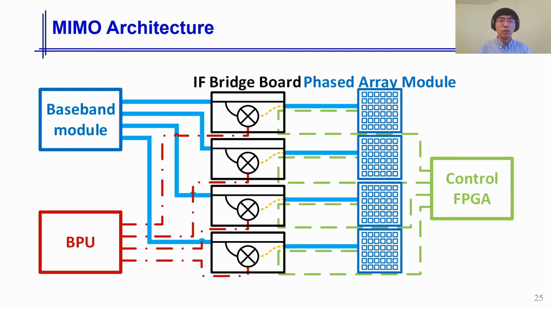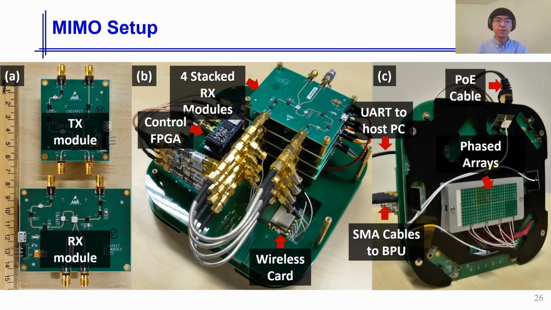In MQ, we repurpose such multi-array radio into a multiple RF chain MIMO architecture. As shown here, different phase array modules are connected to different RF bridgeboards and share the same control FPGA. But they can use separate data channels on the BPU to realize MIMO configuration. Putting everything together, this figure illustrates an M-cube node with TX and RX bridgeboards and a 4RX MIMO setup.